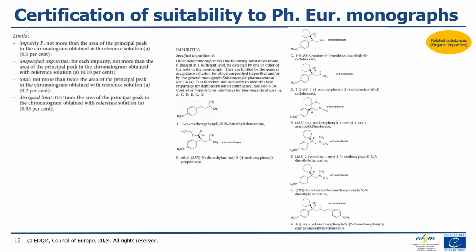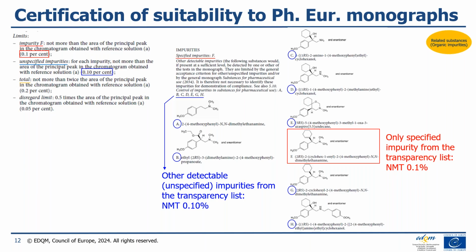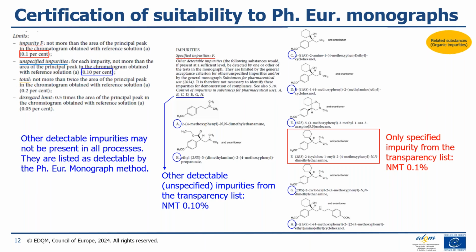Next slide, please. So let's see the transparency list of the monograph. For the venlafaxine hydrochloride, there is only one specified impurity, which is impurity F, which is limited to not more than 0.1%. All the other detectable impurities are treated as unspecified impurities and are controlled at not more than 0.10. Other detectable impurities may not be present in all processes. They are listed as detectable by the monograph method.